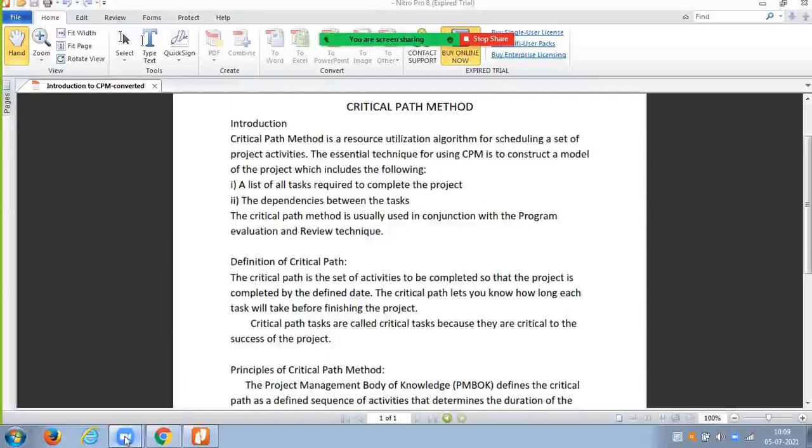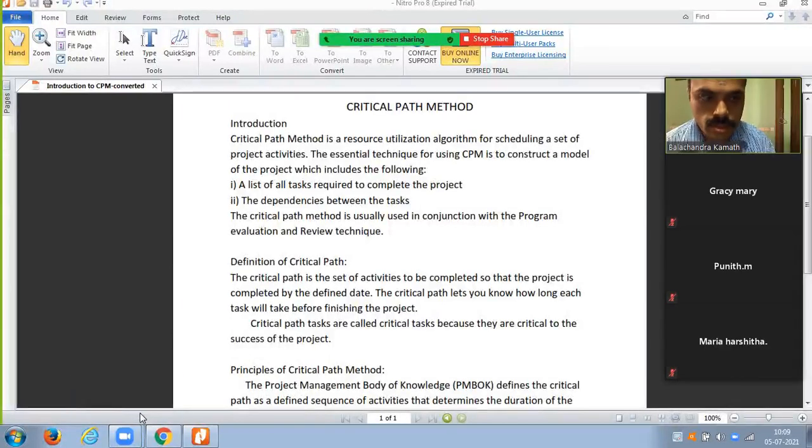Let me talk about what is critical path method. So critical path method is a resource utilization algorithm for scheduling a set of project activities. The essential technique for using CPM is to construct a model of the project which includes the following: a list of all tasks required to complete the project, the dependencies between the tasks.